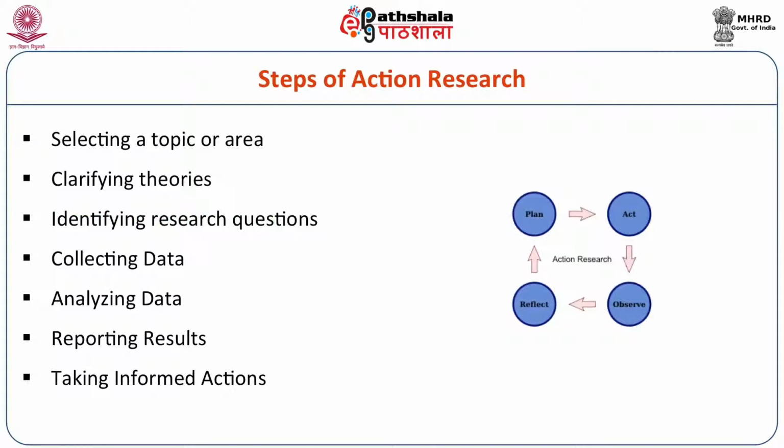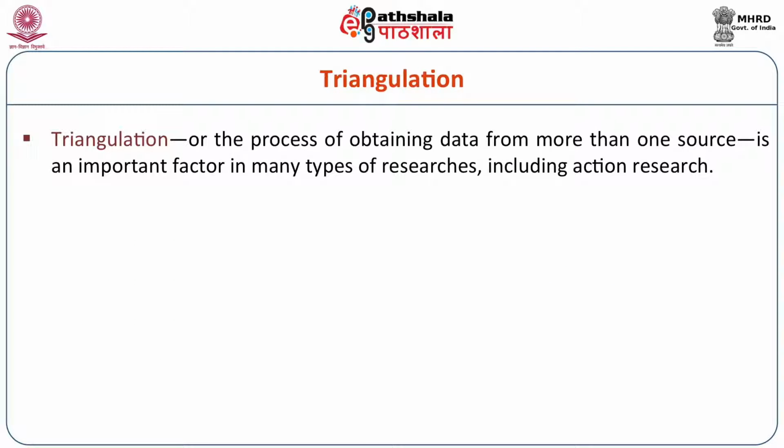There are seven steps of action research: selecting a topic or area, then clarifying theories, then identifying research questions, collecting data, analyzing data, then reporting the results, and then taking informed actions. There is one word, triangulation. How is it connected with this particular field?